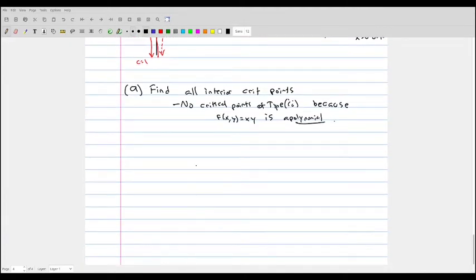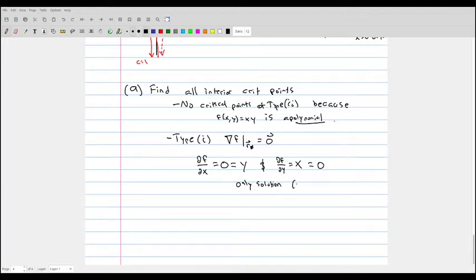So if there are any critical points, the only critical points that we expect are critical points of type 1, where the gradient of the function at that critical point is equal to the zero vector. For this function, the x partial derivative is going to be equal to 0. The x partial derivative of x times y is y, and the y partial derivative of our function is equal to x. So the only solution to this system of equations is x equals 0, y equals 0.